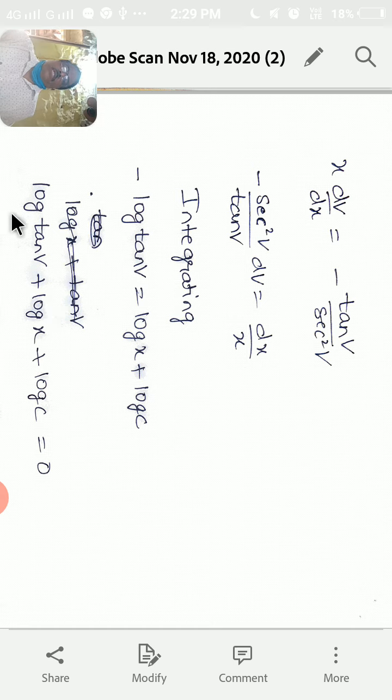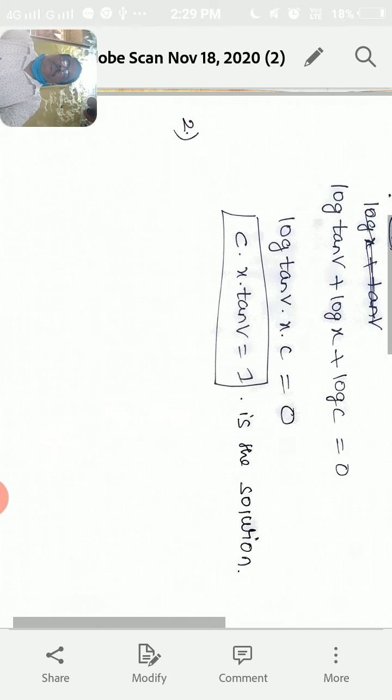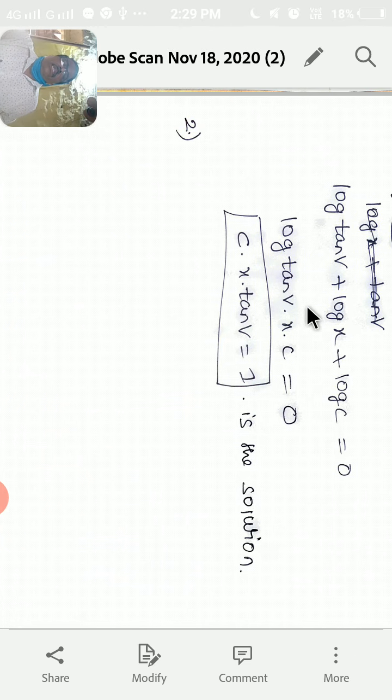Now we know that log m plus log n plus log q is equal to log mnq. Therefore it gives log(tan v · x · c) equal to 0, or c x tan v is equal to, this log goes to the other side and it becomes e to the power of 0, that is equal to 1. So c x tan v is equal to 1 is the solution of this problem.